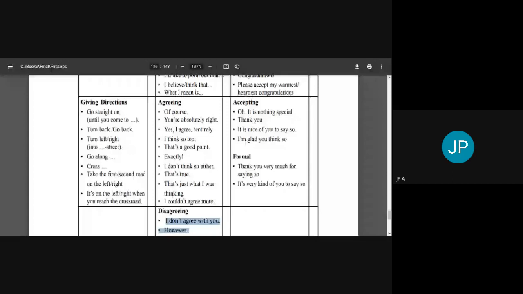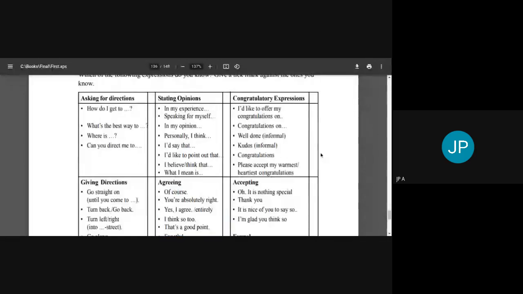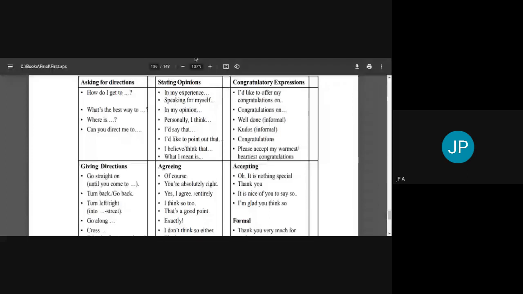Now the next set of social functions to look at is congratulating. Okay, when somebody congratulates, we actually have to accept that congratulation in a very modest manner. So modesty means humility. So how do we modestly accept it? By thanking that person for saying such good words to us.